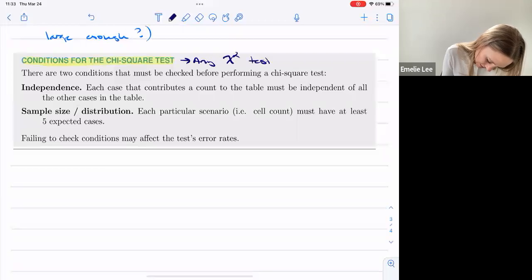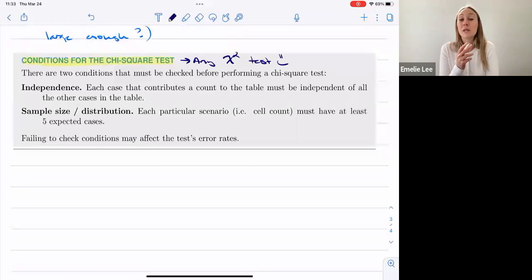Any chi-squared test. So that's nice because we're about to use another chi-squared test, right? Slight change.